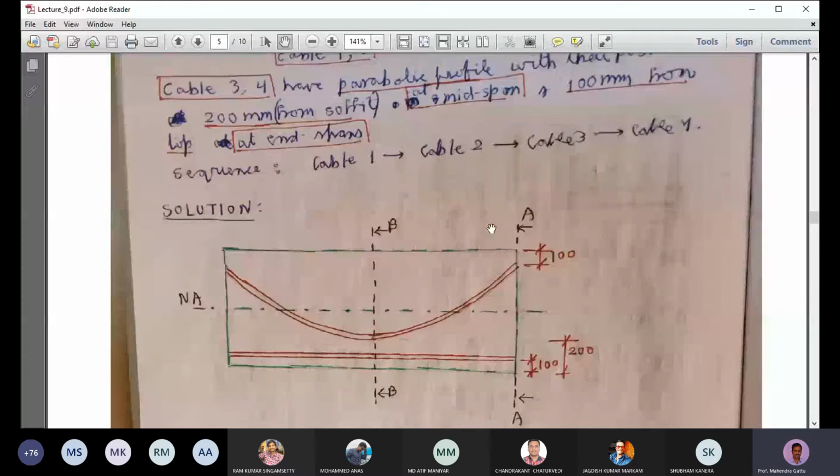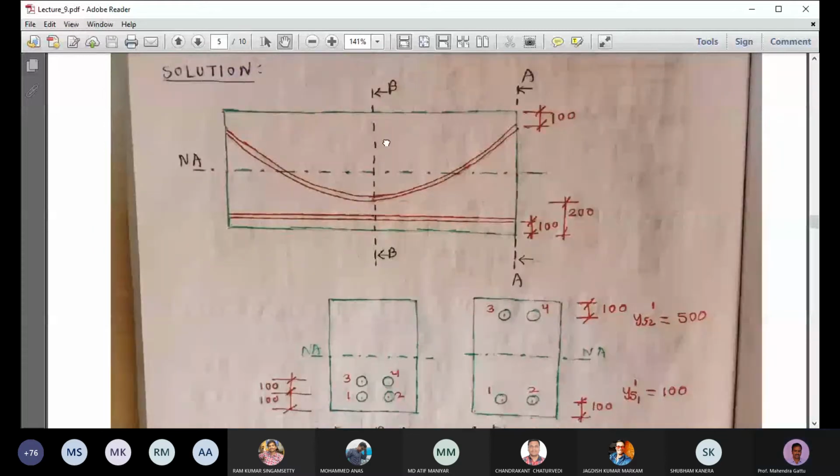So we can sketch this information in this figure. We have our beam with the neutral axis. This line represents both cable 1 and cable 2, located at 100 millimeters from the bottom of the beam. It's a straight cable, so the eccentricity is constant. Eccentricity will be h by 2 minus this value, which is around 200 millimeters.